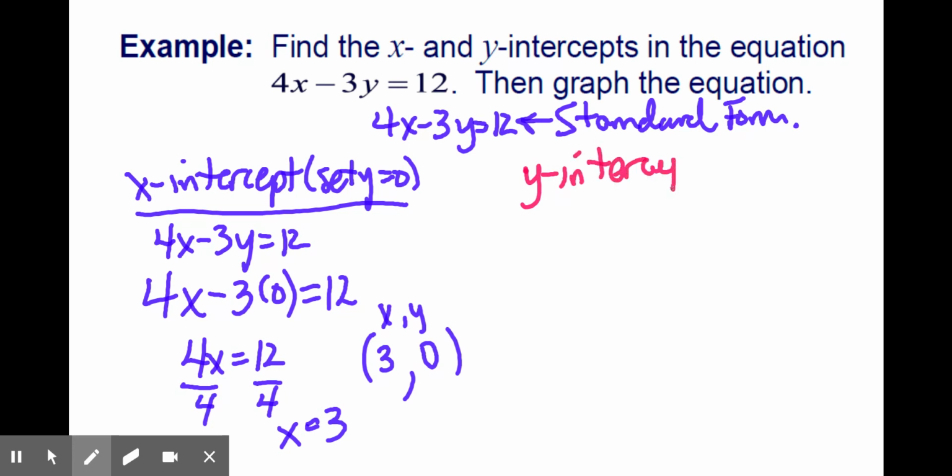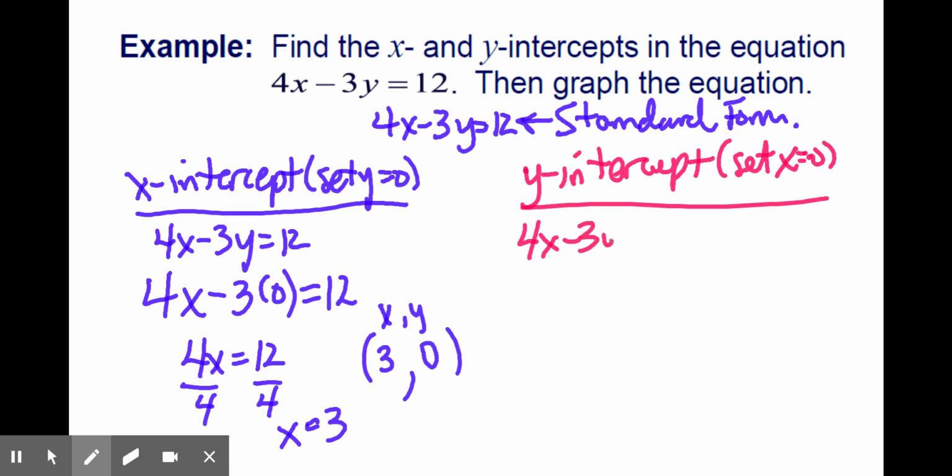So to find the y-intercept, we're going to set the x equal to 0. Okay, so let's go back in our equation here. 4x minus 3y equals 12. We're going to put 0 in for x. Here we go. 4 times 0 is 0. 0 minus 3y is still negative 3y. We still need the negative there. Don't drop the negative. That's a common mistake.